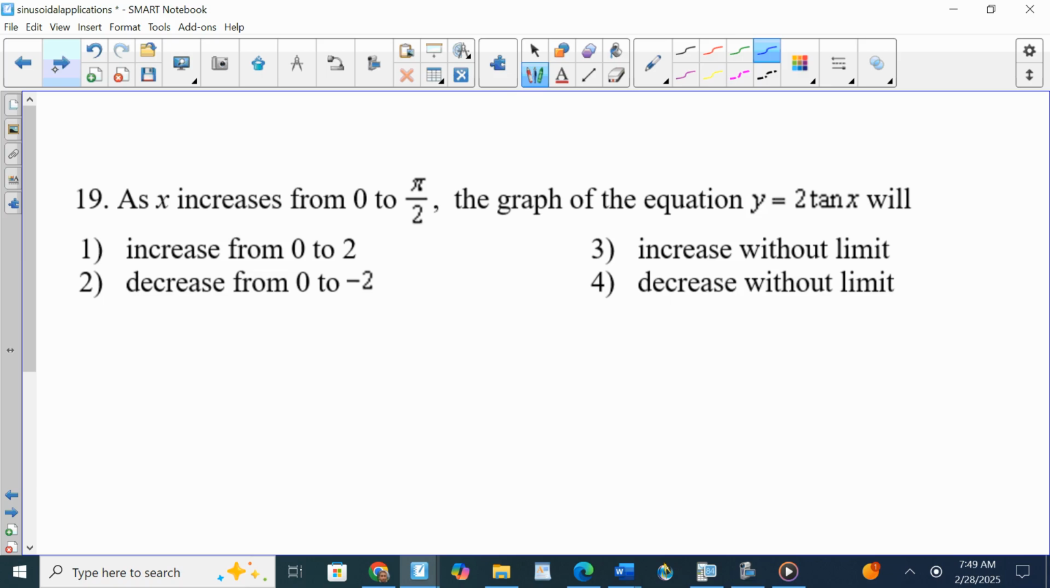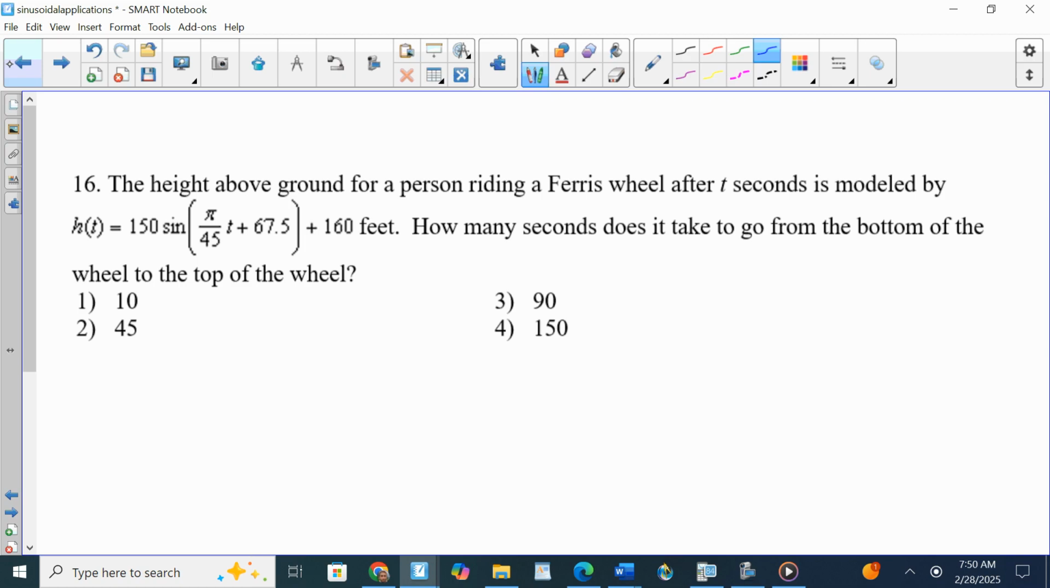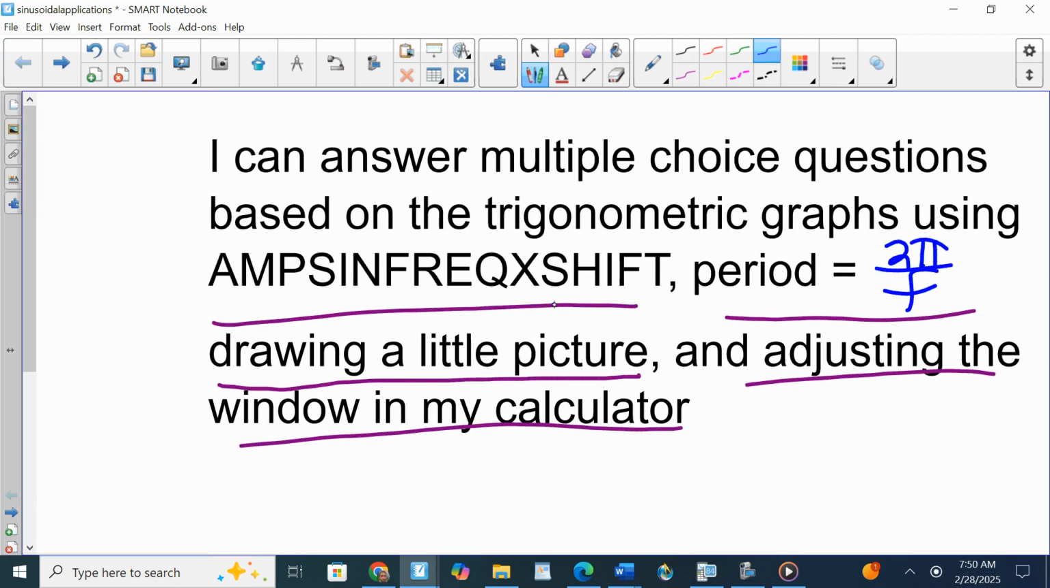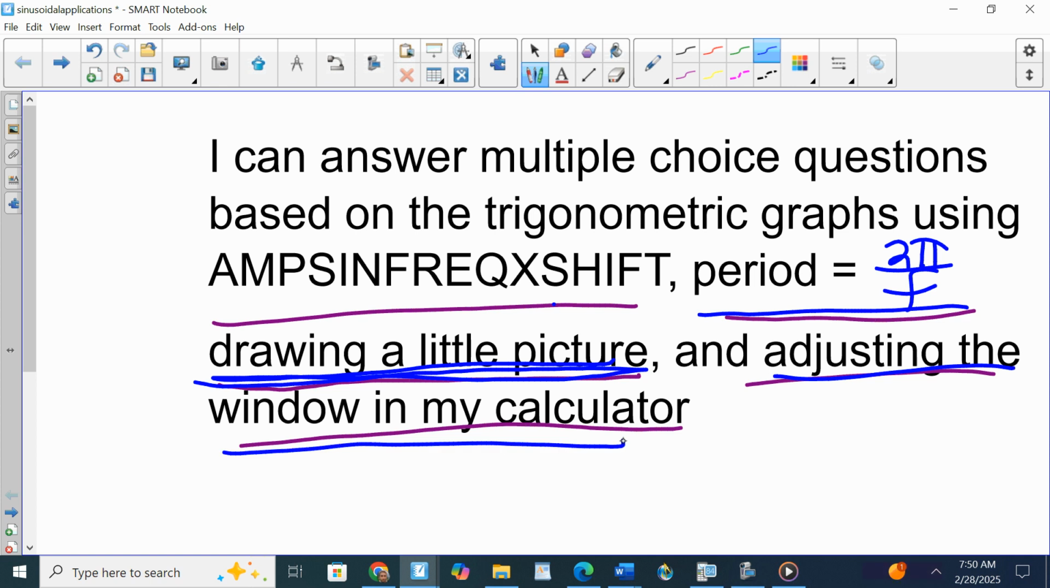That's it. A lot of little pieces, some themes that occur throughout this entire lesson. Amplitude, frequency x, shift, period equals 2 pi over the frequency, and drawing a little picture really helps you stay organized with all your little components. Then specifically, if they're asking you what's happening to a trig graph between 2 values, adjust the window in your calculator so you can see what's happening between those 2 values.